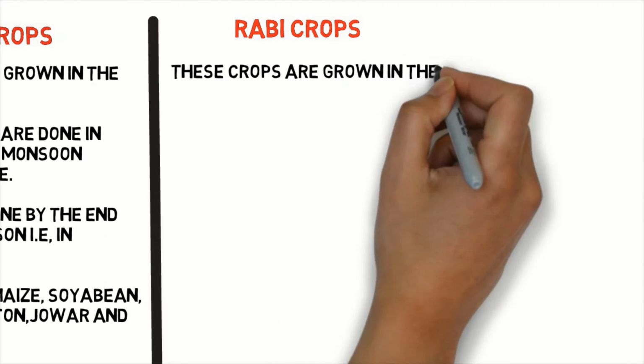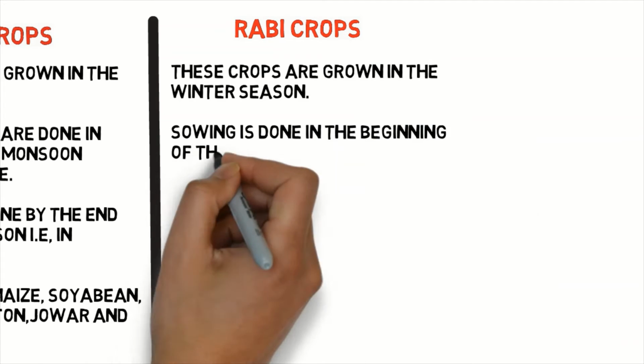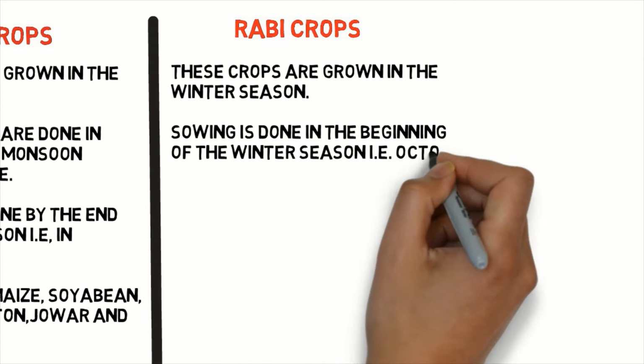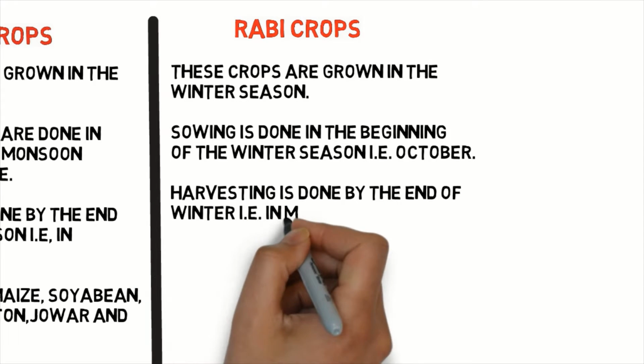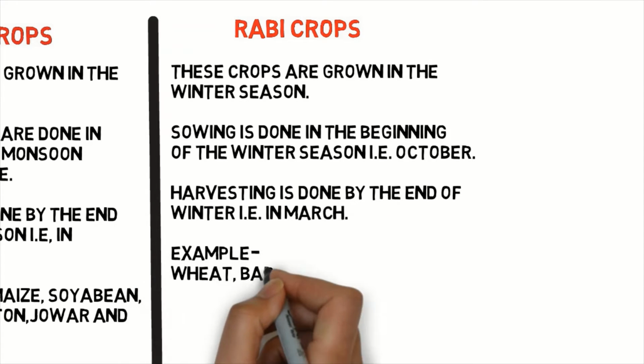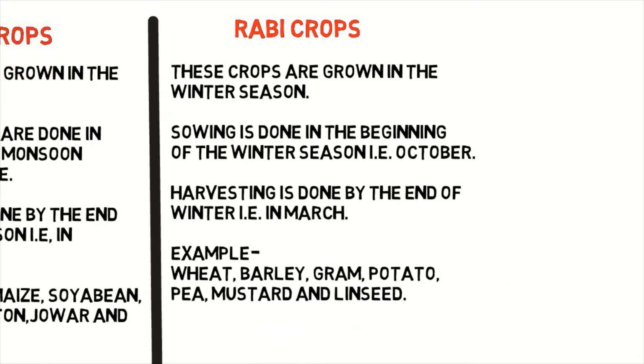The Rabi crops are grown in the winter season. Sowing is done in the beginning of the winter season, that is in the month of October. Harvesting is done by the end of the winter season, that is in March. Examples are wheat, barley, gram, potato, pea, mustard and linseed.